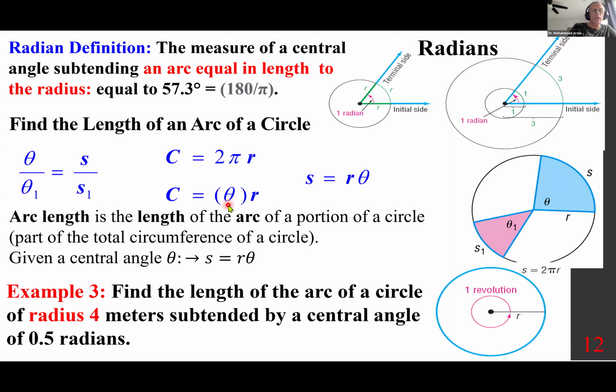Here's a simple example. Find the length of the arc of a circle of radius 4 meters, subtended by a central angle of 0.5 radians. S equals r theta. r is 4, theta is 0.5, so we get 2, and the units are the units of the radius. I can't emphasize this enough. 2 meters.